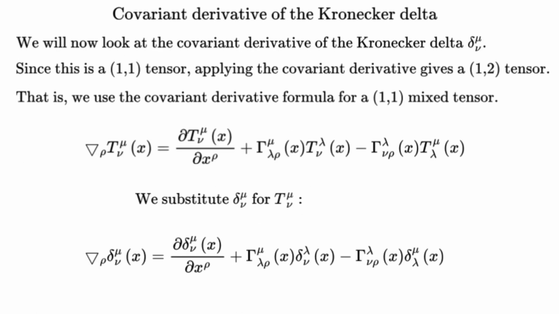Covariant derivative of the Kronecker delta. We will now look at the covariant derivative of the Kronecker delta, delta upper mu, lower nu. Since this is a 1-1 tensor, applying the covariant derivative gives a 1-2 tensor. That is, we use the covariant derivative formula for a 1-1 mixed tensor. We substitute delta mu nu for T mu nu.